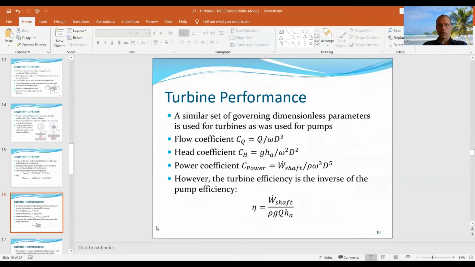The one difference though is the turbine efficiency. So for pump efficiency, well, any efficiency really is energy out divided by energy in. For the pump, the energy going out was added to the fluid. So rho g H times Q was the energy out, W dot shaft was being put in. Here for turbines, I'm getting shaft work out, putting in energy from the fluid. So what comes out in this case is W dot shaft. What goes in is rho g Q H. So basically exact opposite, flipped upside down or inverse of what we had for pumps.